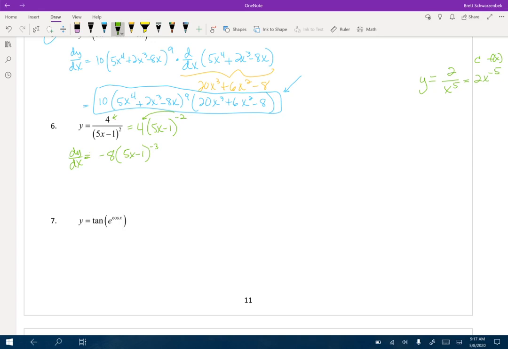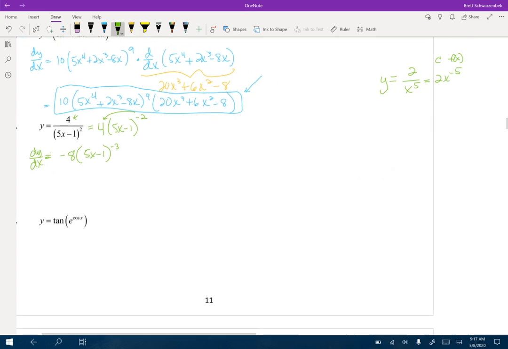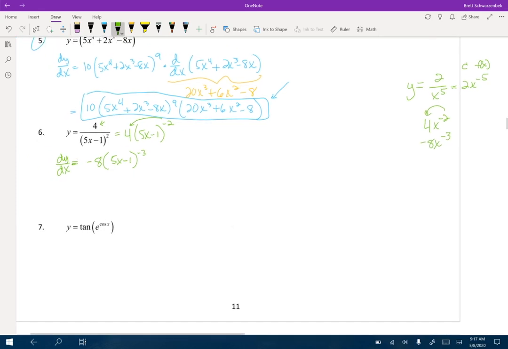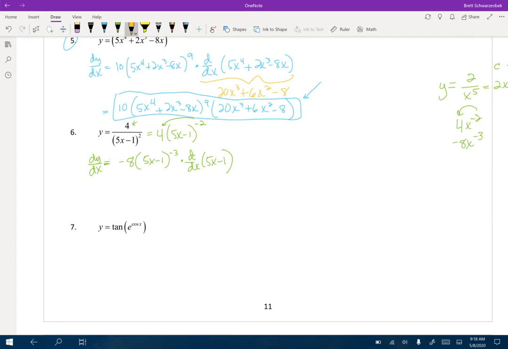So if this had been, let's say, 4x to the negative 2, all of you would have been like, oh, negative 8x to the negative 3. Well, look at what we have over here. We just happen to have 5x minus 1 hanging out while we go ahead and do our business. So that's that. So derivative of the inner function, which is 5x minus 1. Okay, we can do a little shortcut here. This is just 5.